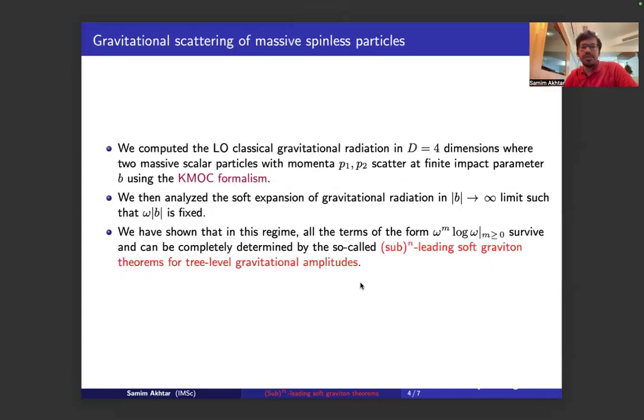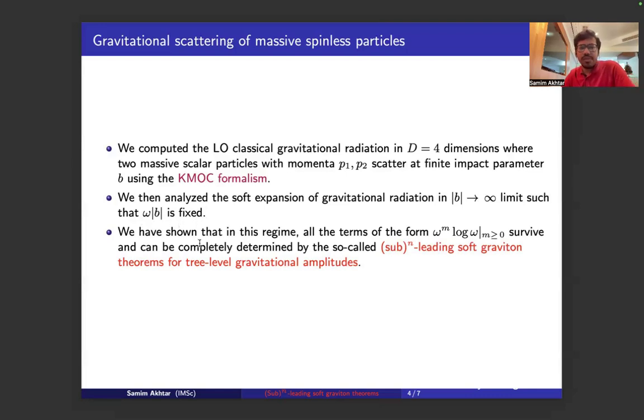So what we essentially did is that we computed the leading order classical gravitational radiation in d equal to 4 space-time dimensions, where two massive scalar particles with momenta p1 and p2 scatter at a finite impact parameter b using the KMOC formalism. KMOC formalism is a framework in which you compute classical observables from scattering amplitudes. We then analyzed the soft expansion of this gravitational radiation in the b going to infinity limit, such that the parameter omega b is fixed, because omega tends to 0 and b tends to infinity.